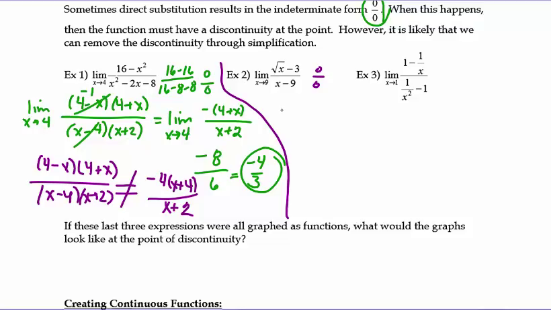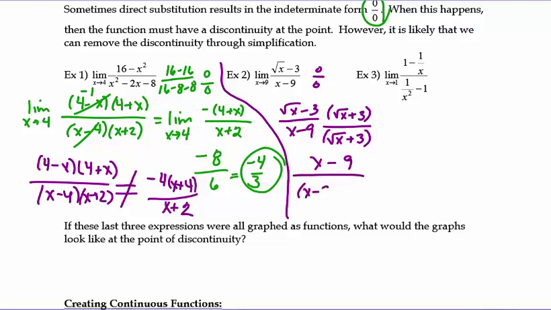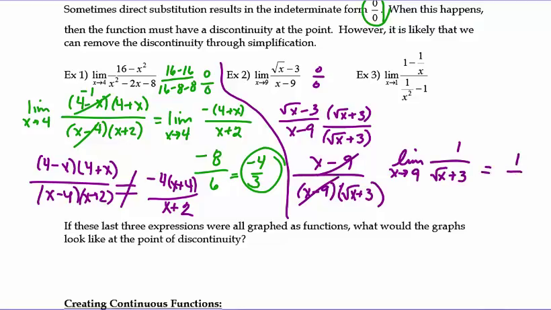So what I'm okay with is you just kind of writing something like this and saying I've got that, and then I'm going to multiply this by the square root of x plus 3, the conjugate, to rationalize the numerator. And then if I look at this and I FOIL the top, I have x minus 9 over (x minus 9)(square root of x plus 3). These would cancel. So now what I'm really doing is I'm evaluating the limit as x approaches 9 of 1 over the square root of x plus 3, which is going to give me 1/6.